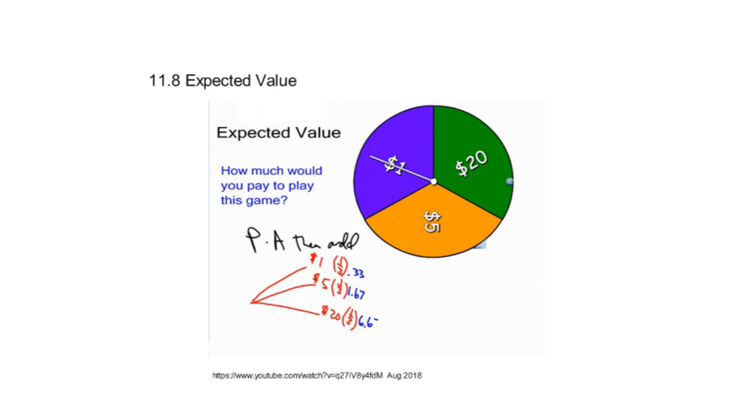11.8 is about expected value. Let's take a look at this diagram. So we have a circle cut into 3 equal parts, and it has numbers on them: $1, $5, $20.